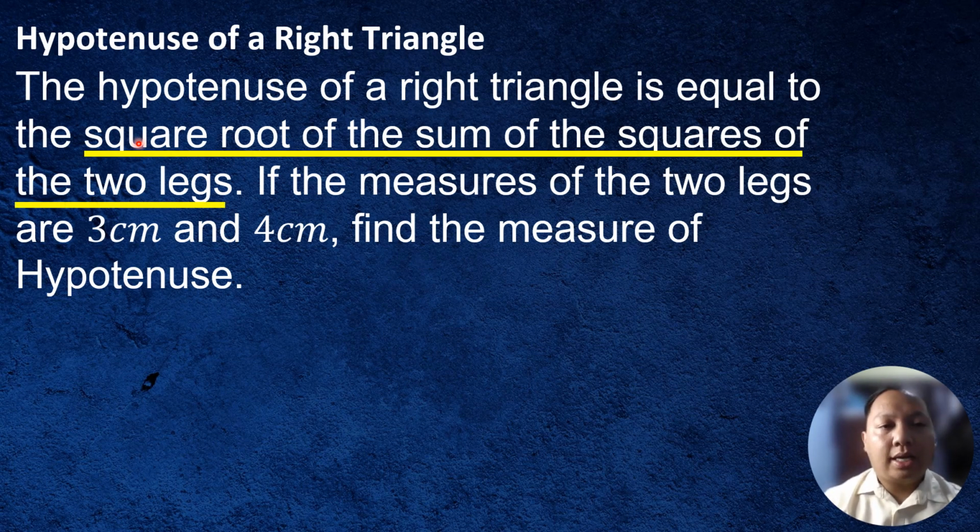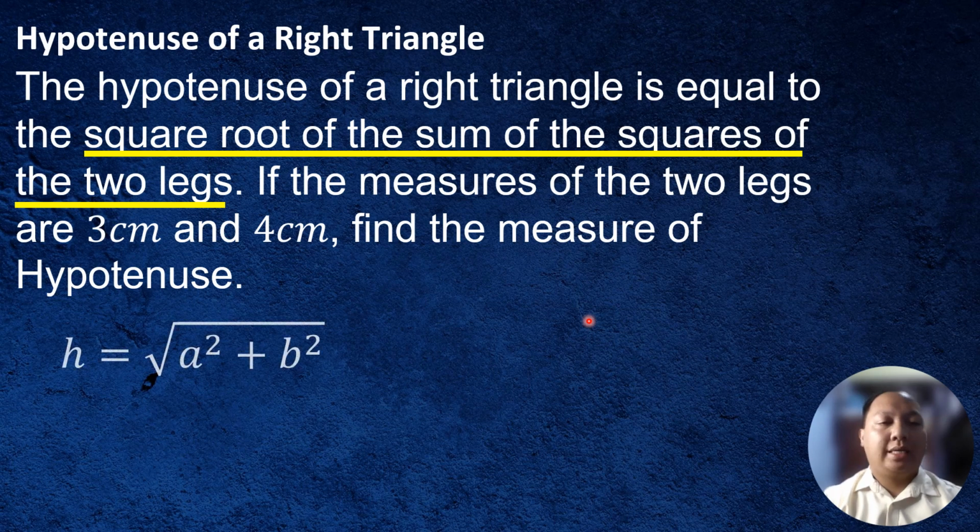Ang clue dito nakalagay, the hypotenuse is the square root of the sum of the squares of two legs. So, this will be the formula. Class, tandaan nyo itong formula na to. Ito yung actual na formula ng hypotenuse ng right triangle. This is what we call Pythagorean theorem. Okay, Pythagorean theorem. Now, ang gagawin nyo lang dito ay isubstitute yung mga legs na A and B.